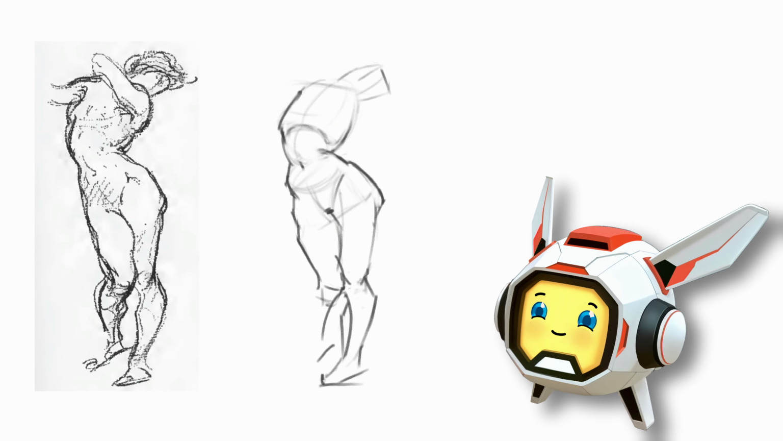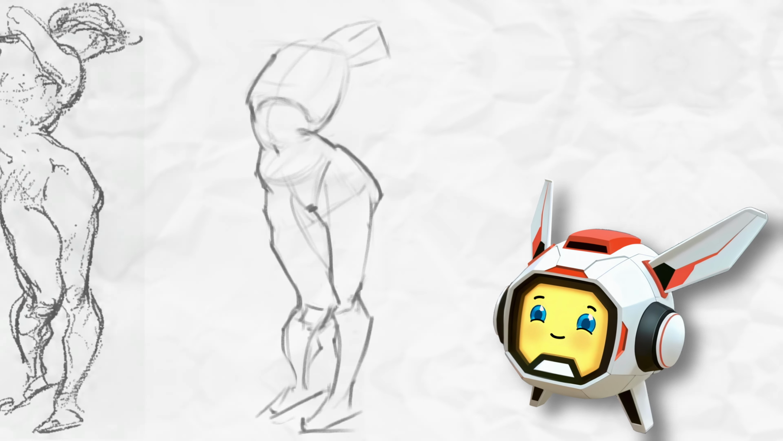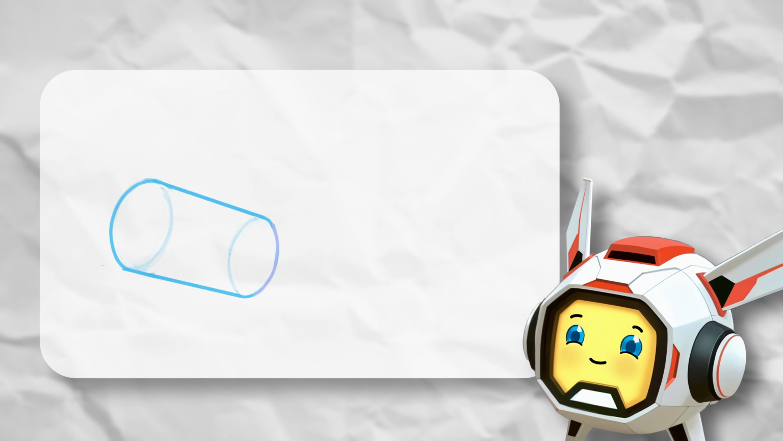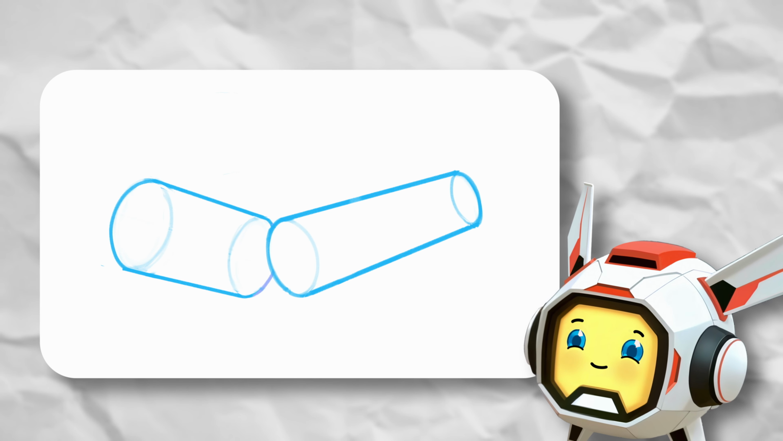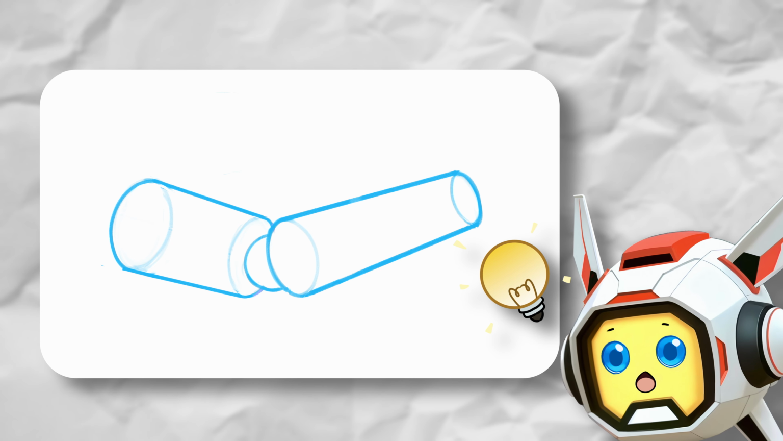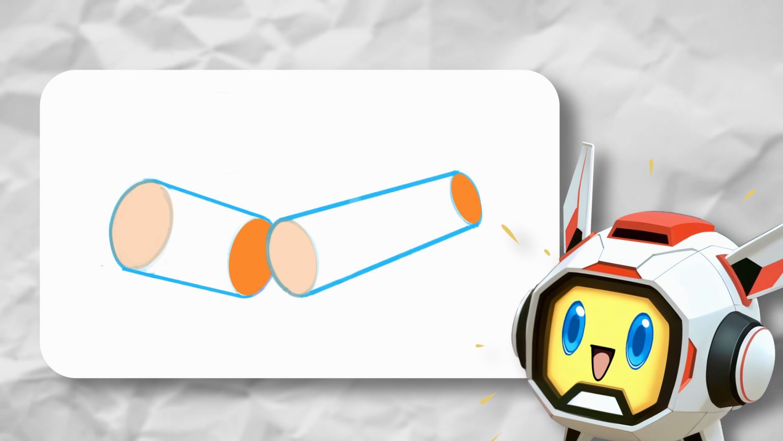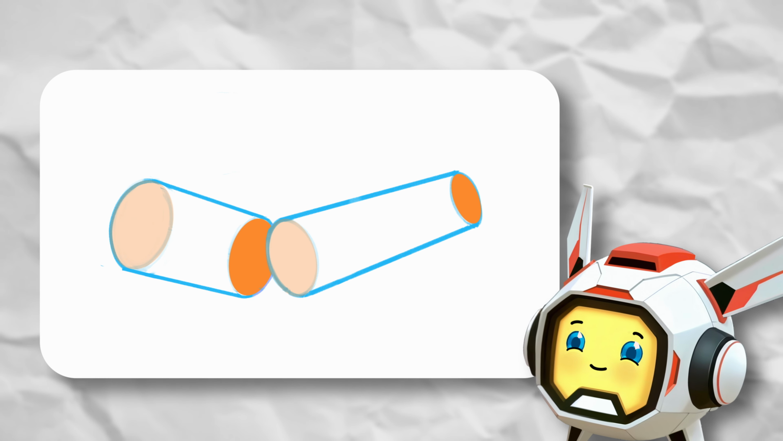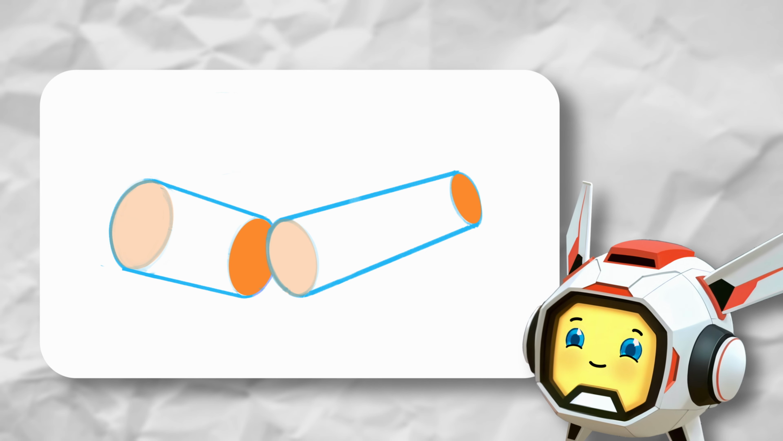Okay, but what about more complex objects? Think of your drawing as a sculpture you are building from the inside out. Let's take an arm, for example. Imagine a cylinder for the upper arm and another for the forearm, connected by a sphere at the elbow. Oh wait, do you see something familiar? Yes, our ovals. They show how exactly our cylinders, aka parts of the arm, are located in space.